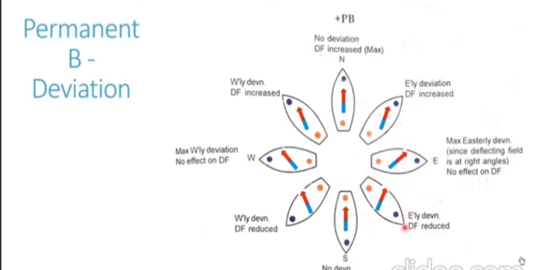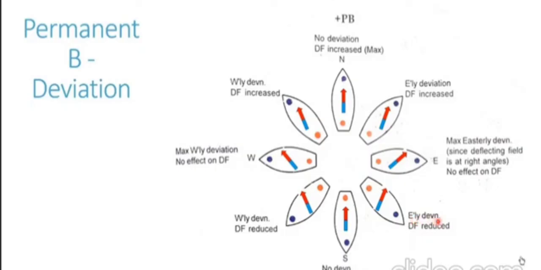When the ship heads in a southeasterly direction, the blue bow goes to the southeast of the compass, and this blue bow repels the blue end of the compass needle, that is the south end of the compass needle. Similarly, the red pole of the ship at the stern repels the north end of the magnetic needle, again giving it an easterly deviation.